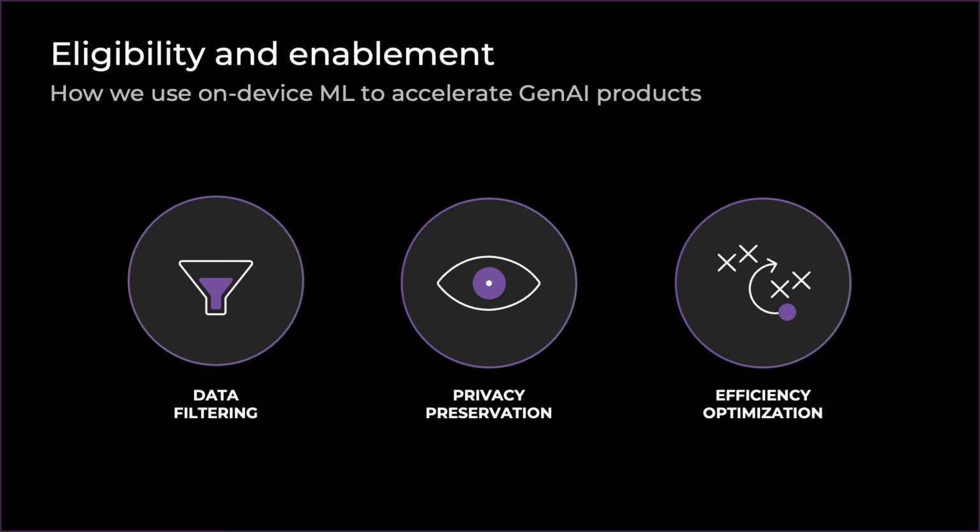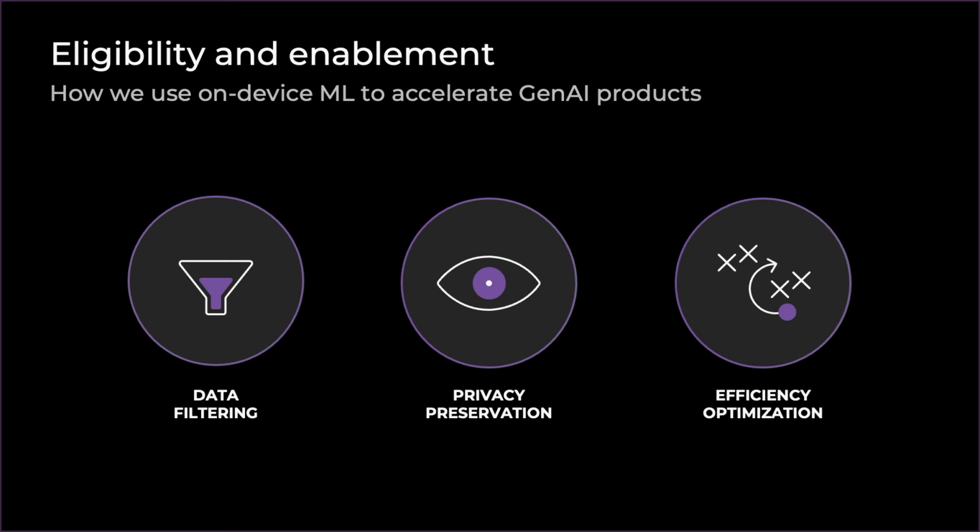So, data filtering. On-device AI can filter out irrelevant or low-quality data, ensuring that only useful and high-quality inputs are sent to the server. This reduces unnecessary processing and capacity usage. Next, we have privacy preservation. Sensitive data is something that nobody wants every AI model to have access to, but on-device AI can identify and mask sensitive information before sending that data to the cloud, which ensures user privacy.